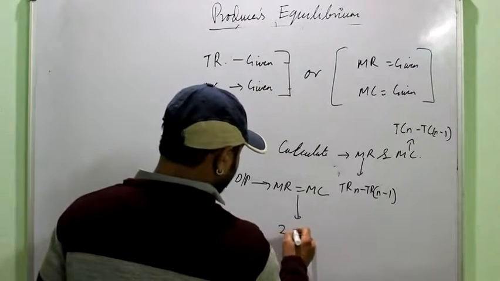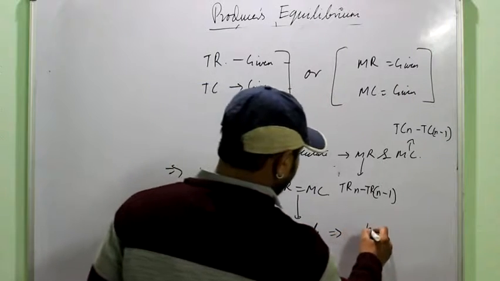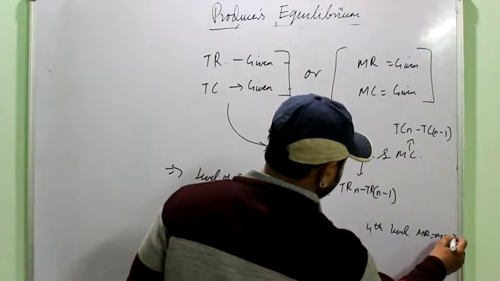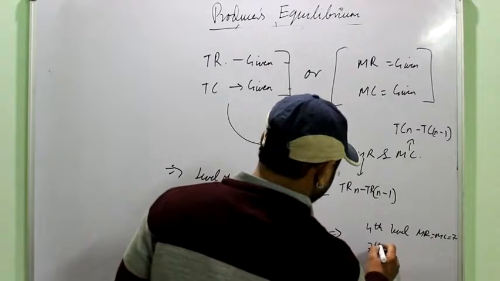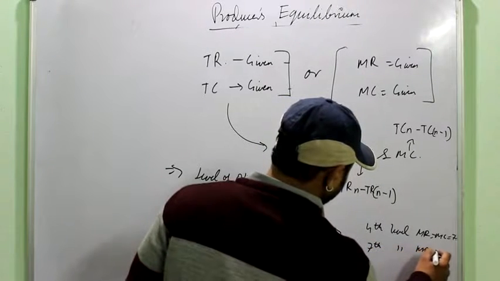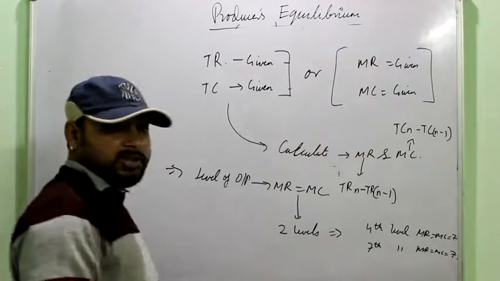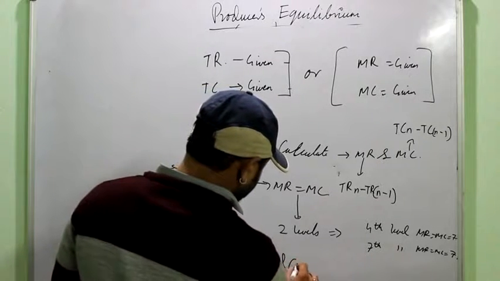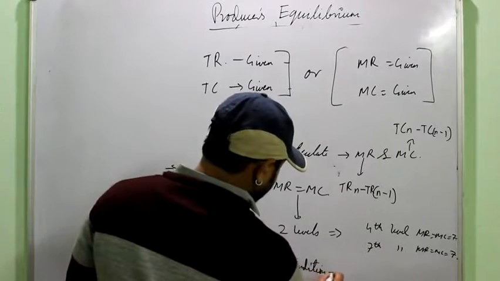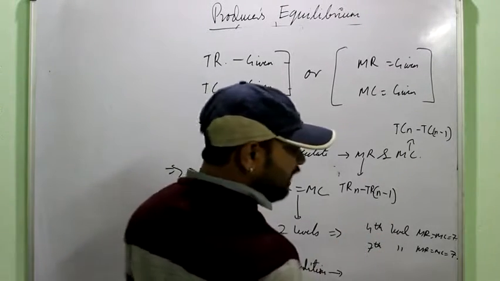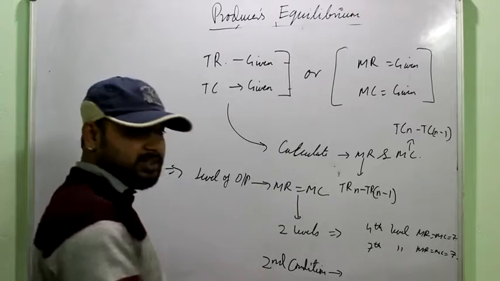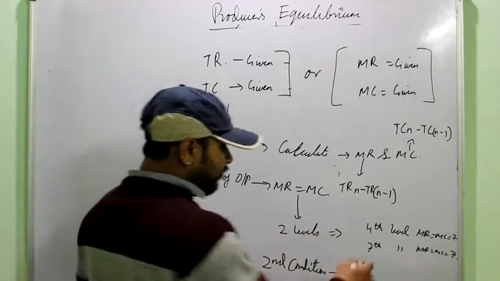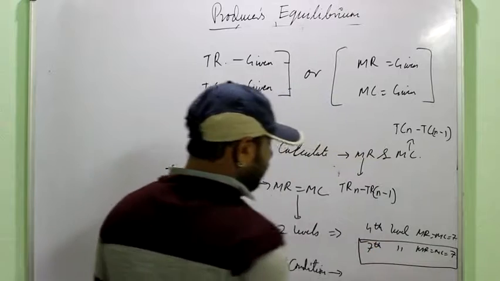Sometimes you may come across a situation where MR and MC are equal at two levels. Say maybe at the fourth level of output MR and MC are equal, say 7, and say at the seventh level also MR and MC are equal, that is 7. So in that particular case you apply the second condition, and you will see after which level MC is rising, right? The second condition says that after the point of equilibrium marginal cost should be rising. Again you will get only one output after which the MC would be rising, say output 7.